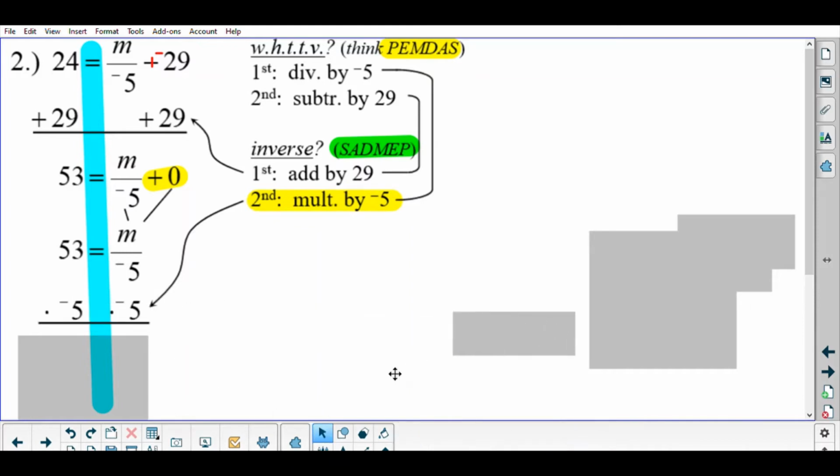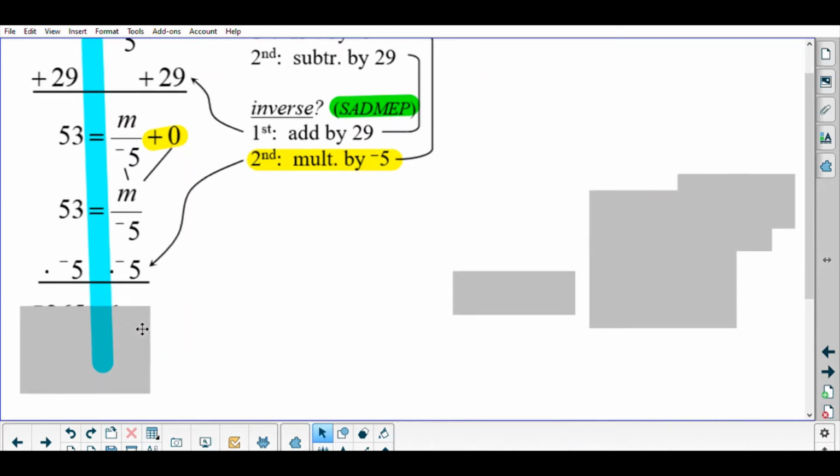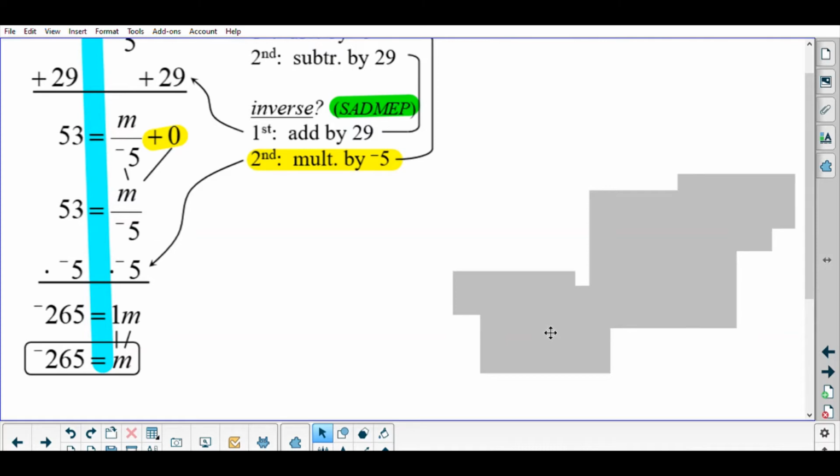Multiply by -5 on both sides. You will get negative 265 when you take positive 53 times -5, negative 265. The right side will give you 1m, and finally you will get negative 265 equals m, because 1 times m is m. So again, we even simplify at the end. 1m means 1 times m, and that gives you the m by itself. And that's how you know you're done.